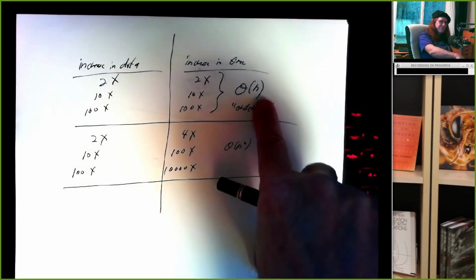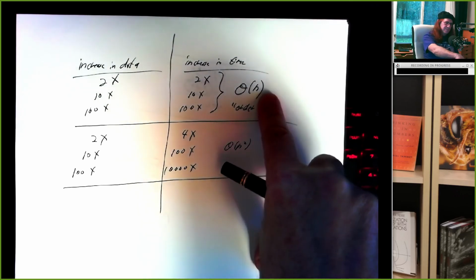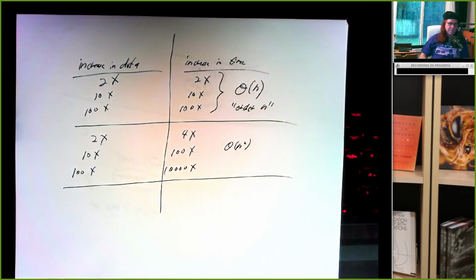This is something we can probably live with. Hold on. What was a bubble sort? N squared.